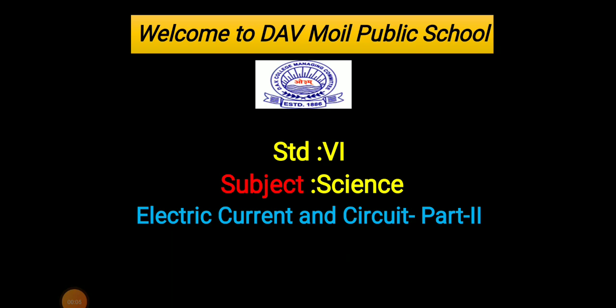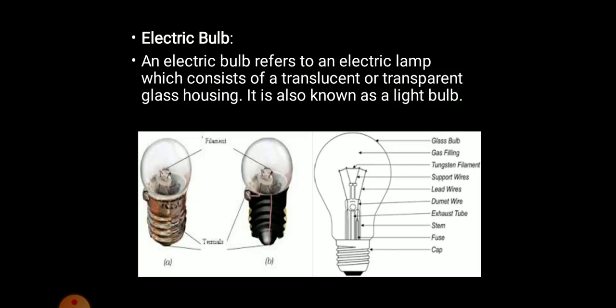So today we are going to study about electric current and circuit. This is the second video of this chapter. In this video we will be studying about the electric bulb. The electric bulb is a device which was invented by Thomas Alva Edison.